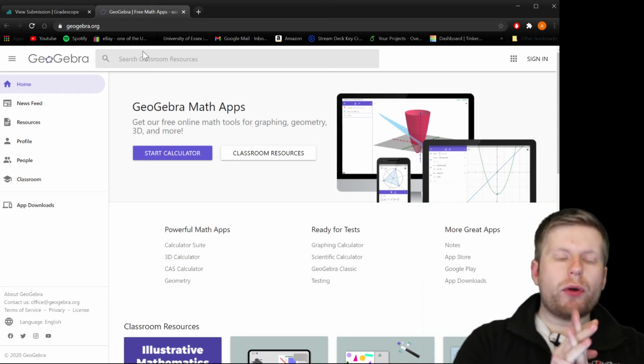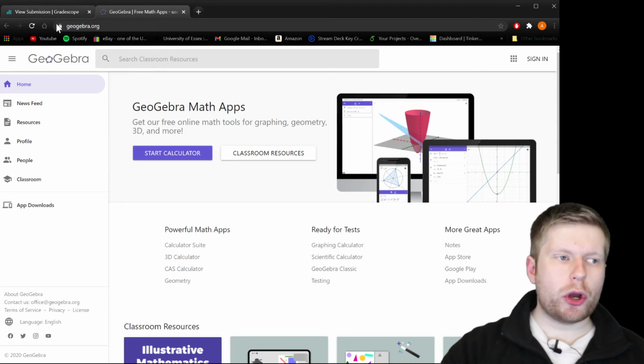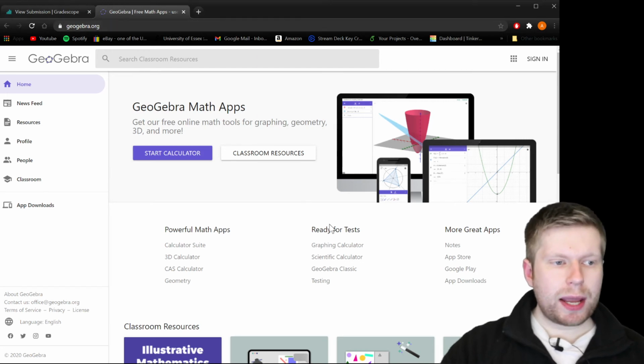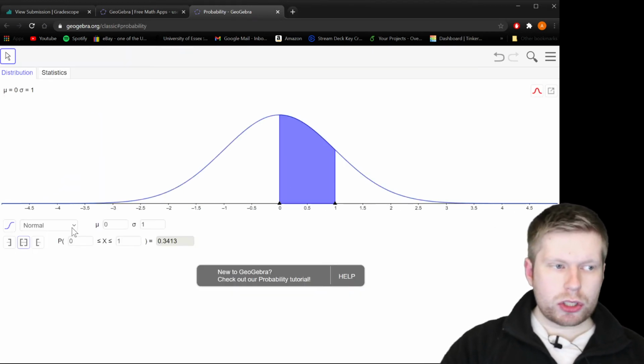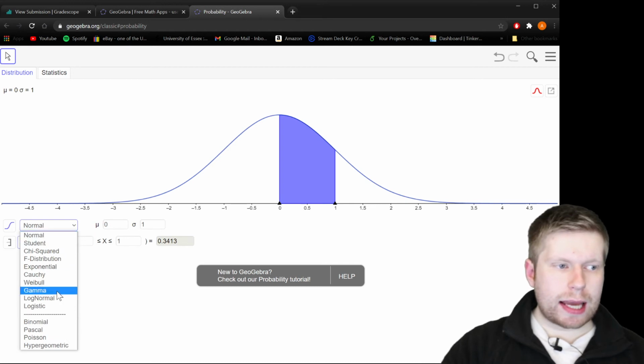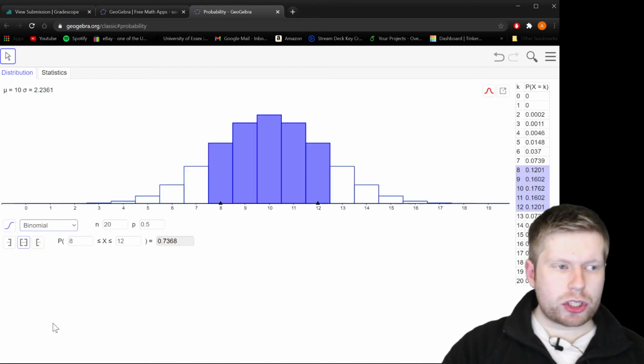So what you can do if you have access to a computer is come to GeoGebra.org. If I come down here to GeoGebra Classics, completely free to use, you see there's a few different options over here. I'm going to select probability. And I'm going to go to this drop down arrow and select my binomial distribution. So I've got binomial, Poisson, etc. I want binomial distribution here.